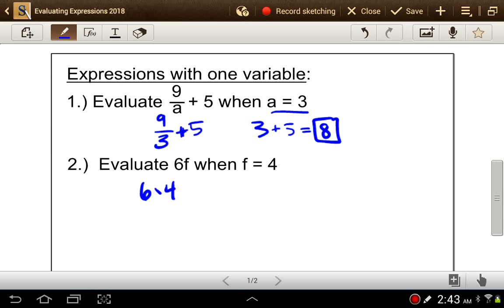So that's going to be 6 times 4, which equals 24. And that's your answer. If you thought the answer was 64, that is incorrect. Okay, it's not 64. You don't just put the 4 in for the f and make the number. You have to multiply that. That stands for multiplication. Okay, I'm going to move on to the next screen.